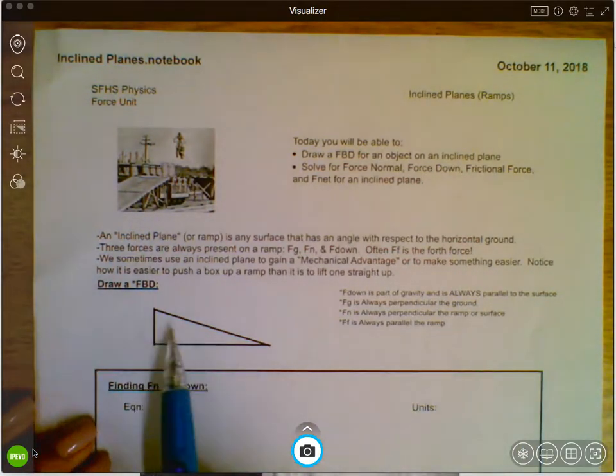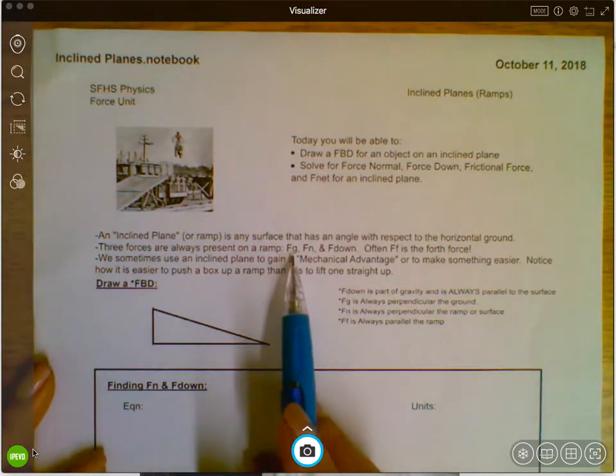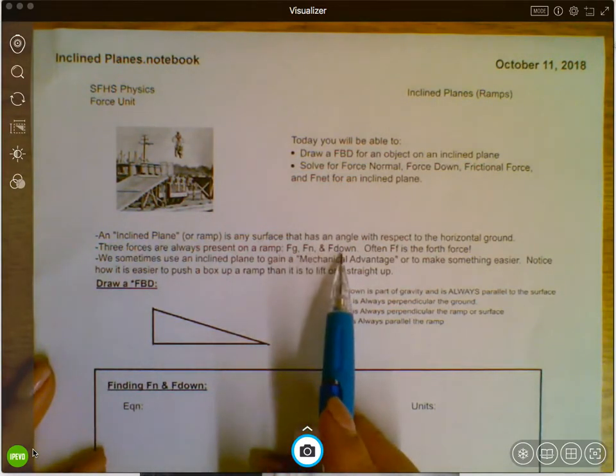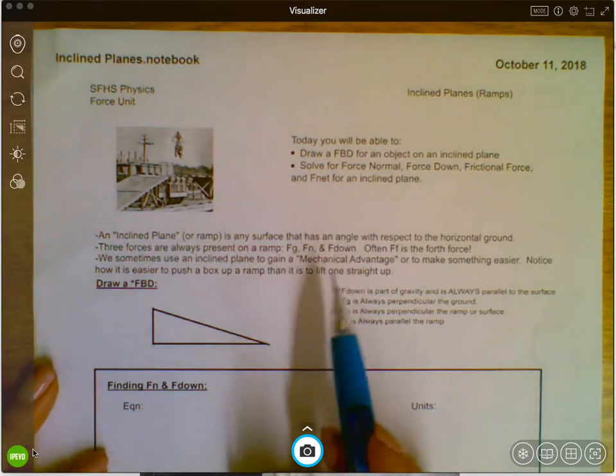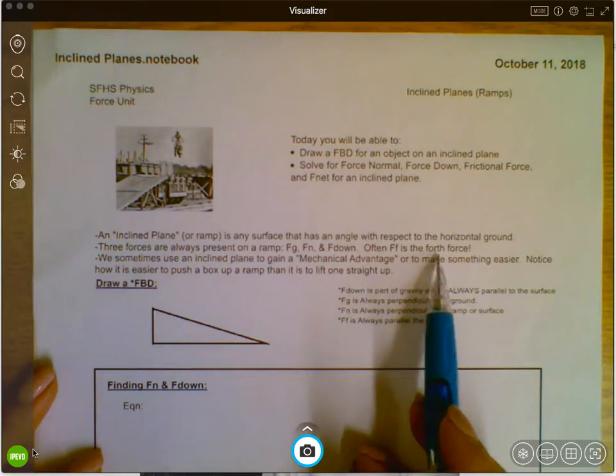so basically it looks like this. The three forces that are always present on a ramp would be Fg, normal force, and something we call F down, which is a force that goes down the ramp. Okay. Most of the time, force of friction is the fourth force.